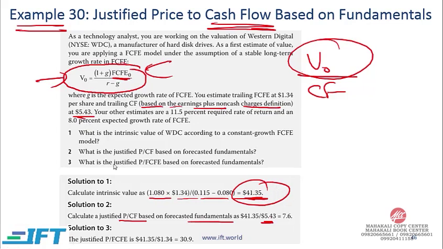What is the justified price to FCFE based on forecasted fundamentals? That's shown over here. So all this example is doing is also illustrating that you can have different definitions of cash flow, and obviously depending on the definition you will get a different ratio.